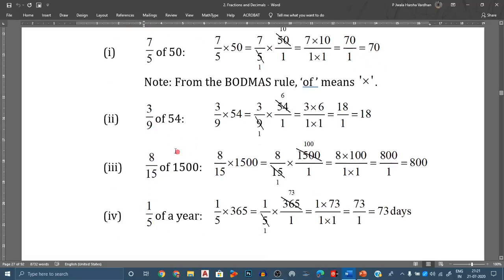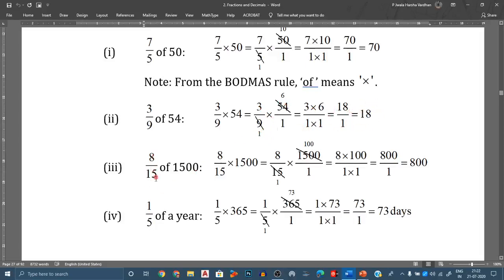Next again, 3 by 9 of 54. You can write it as 3 by 9 into 54 because of is into. So now you can write it as 54 by 1. Any whole number you can write in the form of a fraction by writing 1 in the denominator. So now you can cancel crossly 9 ones, 9 6s here. So 3 6s are 18 by 1 1s are 1. 18 by 1 is 18 here.